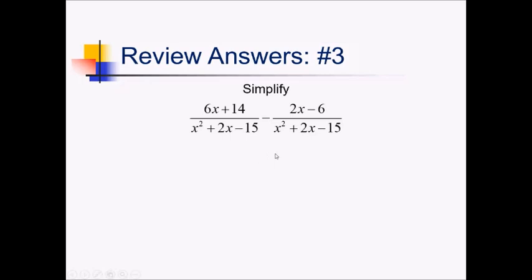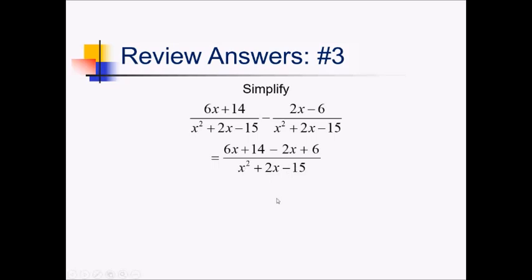To simplify this expression, since I'm adding or subtracting rational expressions, I have to first get a common denominator. Now the good news is it looks like we've already got the same denominator. So I can just keep that denominator and then just add or subtract the numerators. So upstairs, I'm going to just rewrite things now. We have a 6x plus 14. And then I'm subtracting this whole numerator. So we got to be careful. I have to distribute a negative 1 to everything up there. So we have a minus 2x and a minus minus, or plus 6.